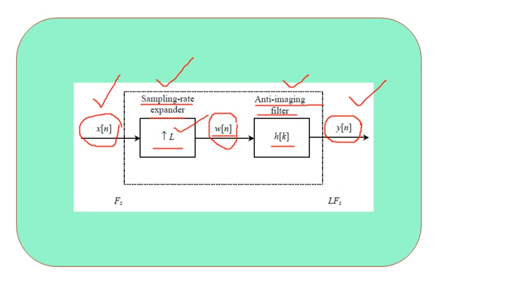So x of n is shown with the sampling rate denoted capital F suffix s, whereas at the output side the sampling rate has been increased by capital L multiplied to the original F suffix s. So this is the interpolation process only. Now let us have a look at the decimation process, because to achieve sampling rate conversion by a non-integer factor, we have to make use of both interpolation as well as decimation.